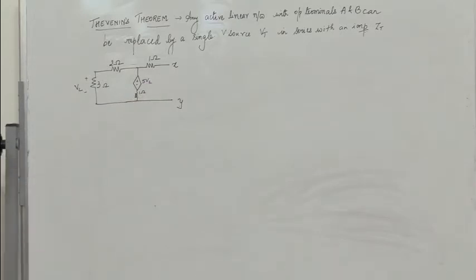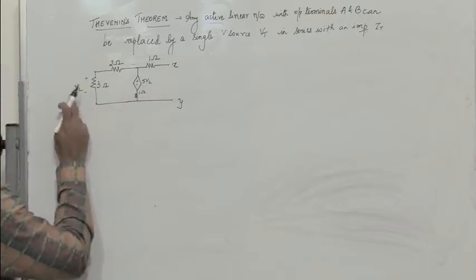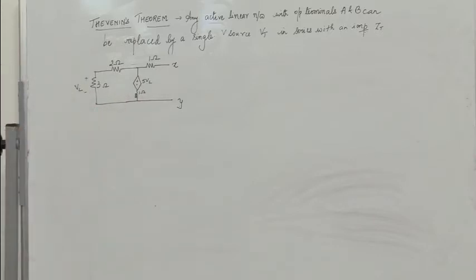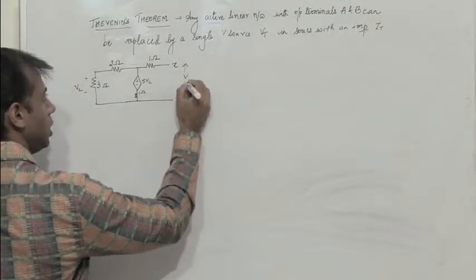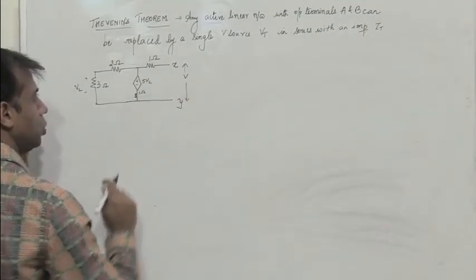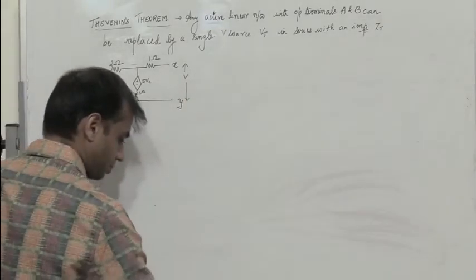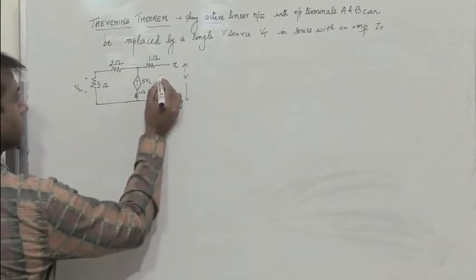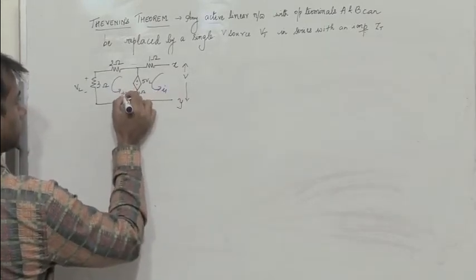So in this circuit we have a dependent voltage source 5VL, and VL happens to be the voltage across the 3 ohm resistor. Now let us assume that V is the voltage across the two terminals XY, and let us consider the two currents in each of these loops. So let I1 be the current here and I2 be the current.